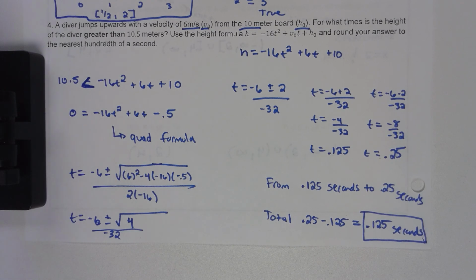You don't need to do the interval. You don't need to do the number line. The reason is I'm just thinking about what it looks like for a diver's path. They're going to go up, reach the maximum, and then turn around. So 10.5 is happening at two places: when he first reaches it going up and then again as he comes right back down. So 0.125 to 0.25.